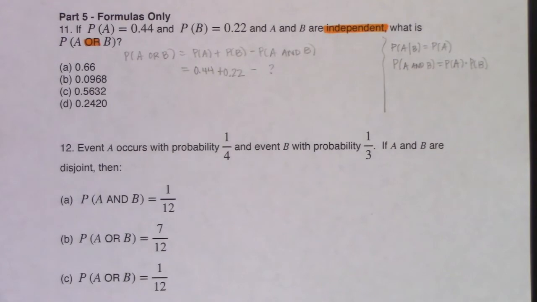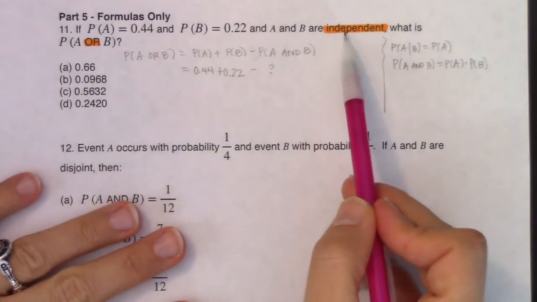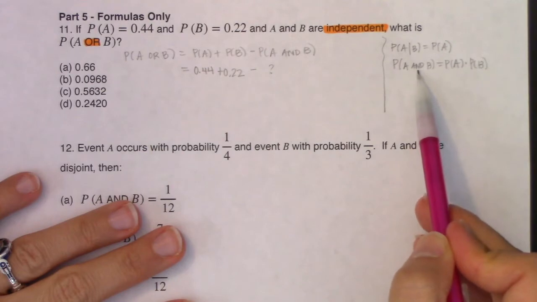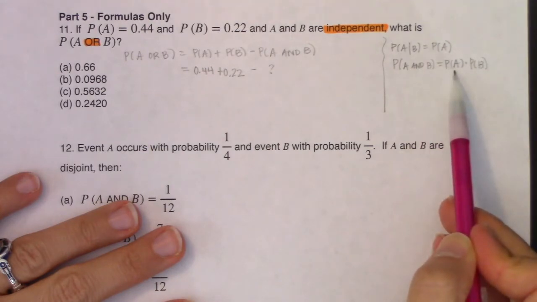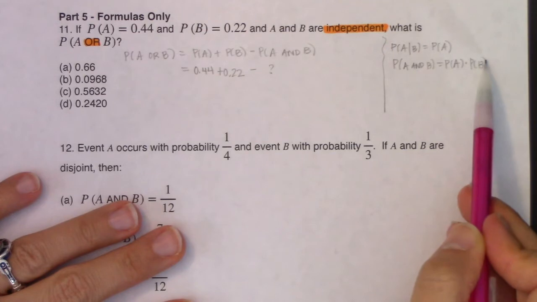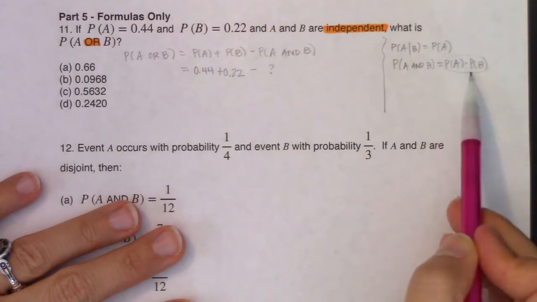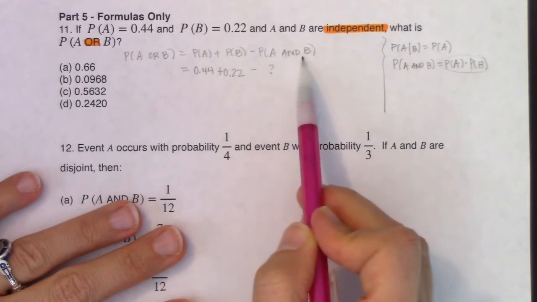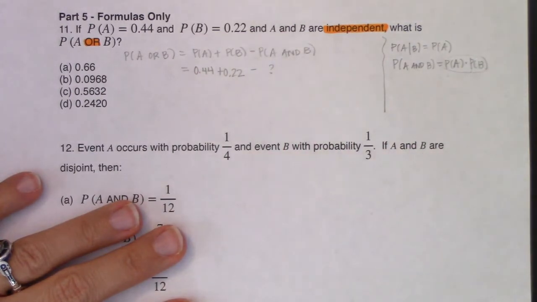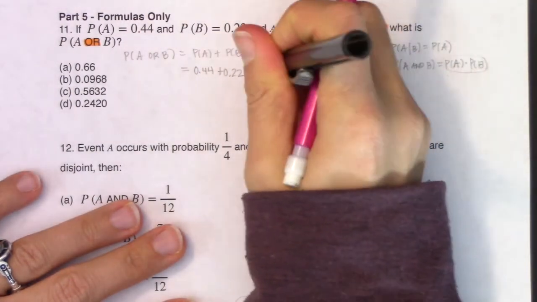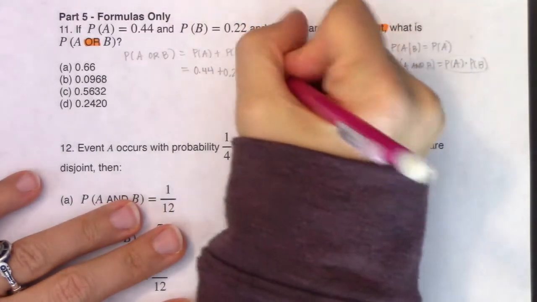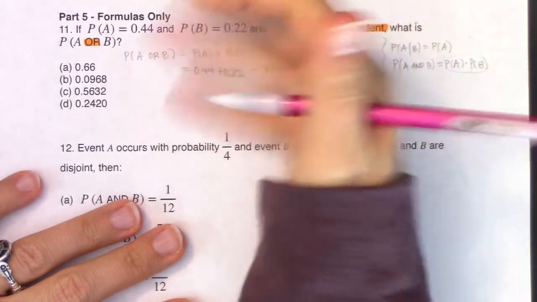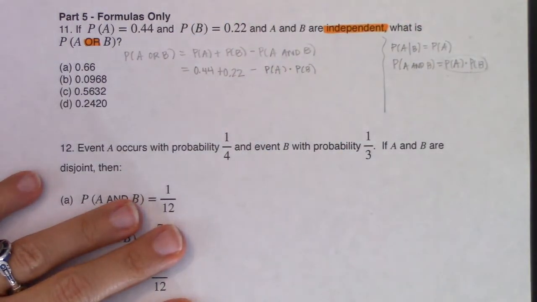They secretly gave it to you though, right? Because they told you these were independent events, you know that the probability of A and B is equal to the probability of A times the probability of B. So what I'm gonna do is take this expression and substitute it in right here. So instead of writing probability of A and B, I'm gonna write what it's equal to: the probability of A times the probability of B. That's what I'm allowed to do in here, okay?